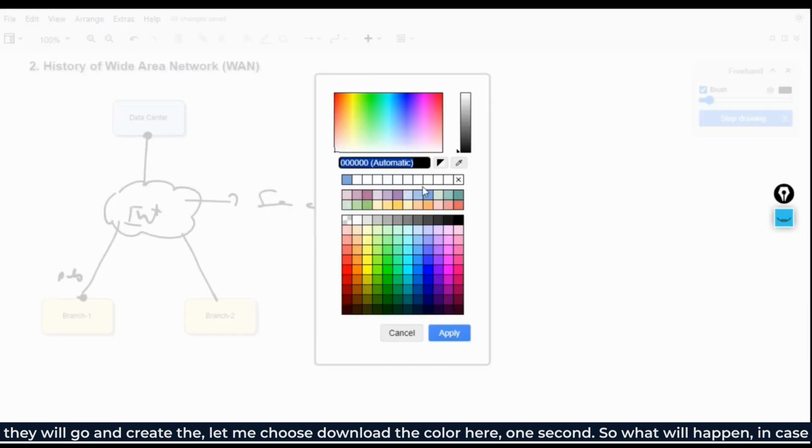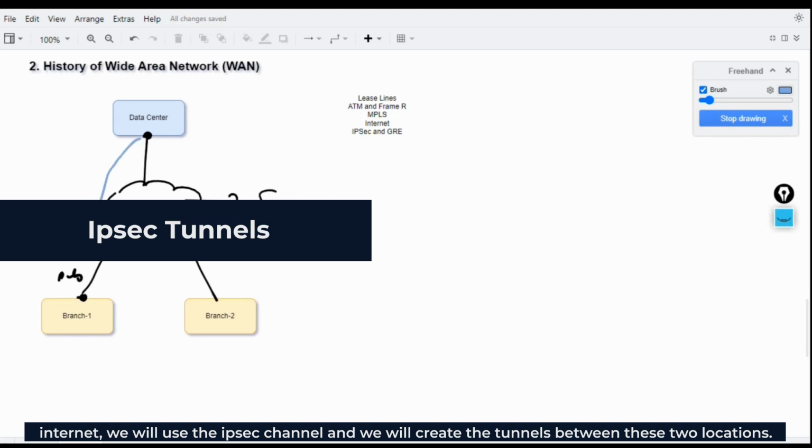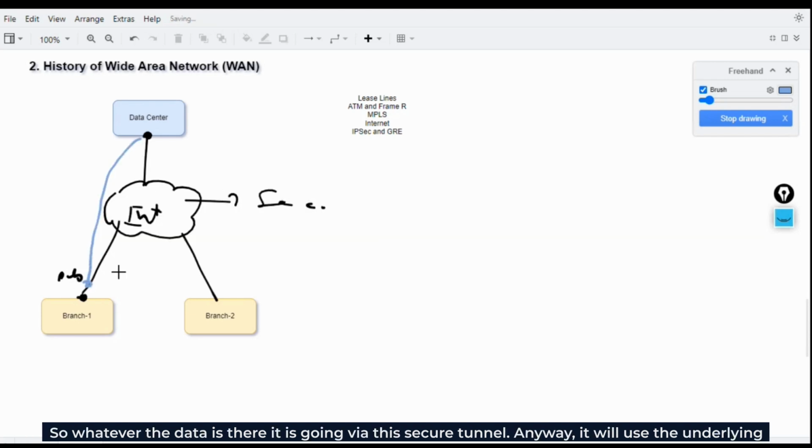Let me choose another color here. One second. In the case of the internet, we will use an IPsec tunnel and create the tunnels between these two locations. Whatever data is there goes via this secure tunnel. It will use the underlying network for communication, but the data goes over the tunnel, so it's not visible to the people sitting on the internet, like hackers or other people doing malicious activity on the internet regularly.